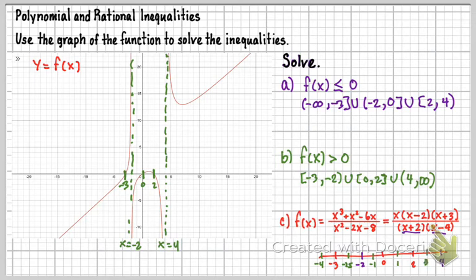And I have to pick on the other side of this too. So I'm going to pick 5. So those are going to be all the values I'm going to have to test for this, for either positive or negative. So it's going to take a little bit of time for us to get all these.